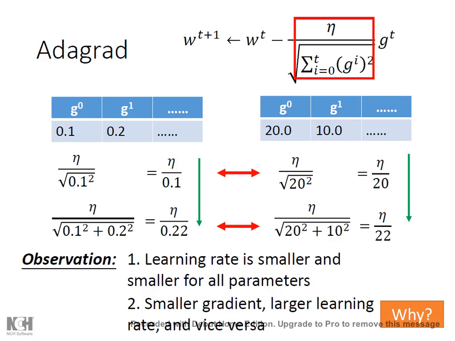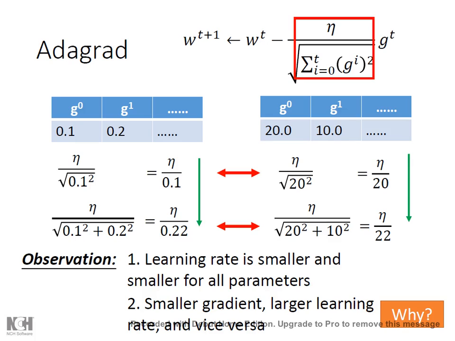getting smaller, right? But how about this case? In this case, your gradient is 20. Then the next time is 10. Okay, so you can follow the equation. Your learning rate will reduce. The first time will be like this. The second time you have the summation of the first time and the second time. So you see, in this case, your learning rate is also getting smaller, right?